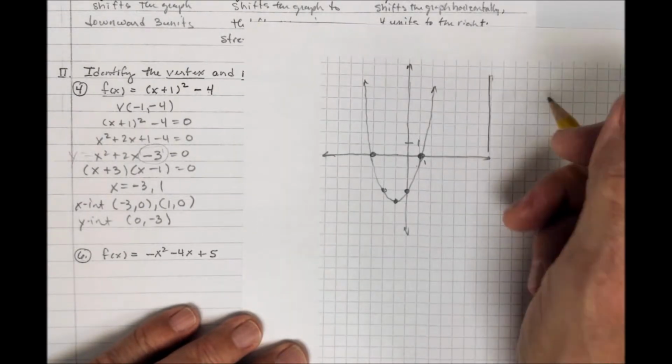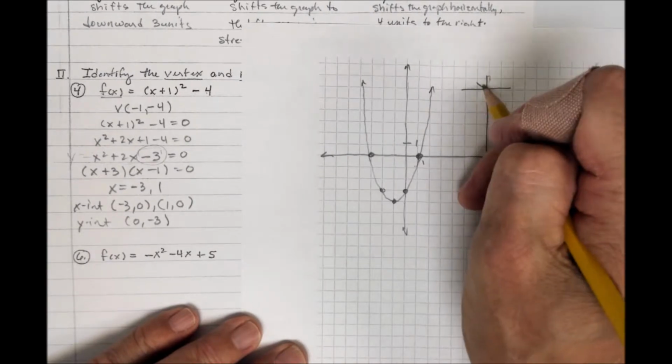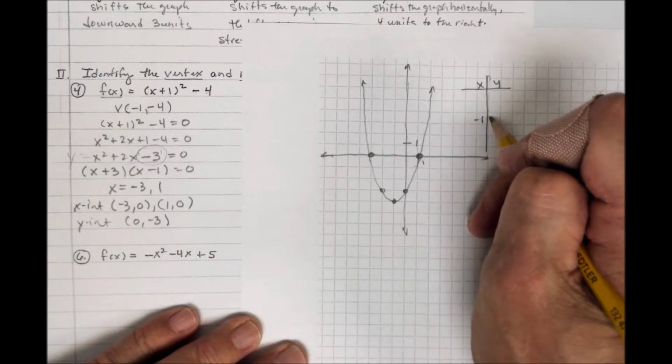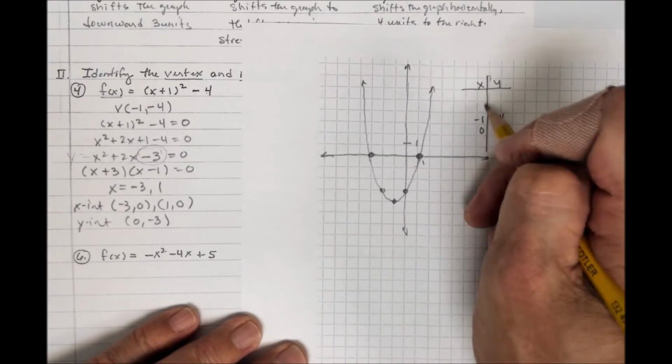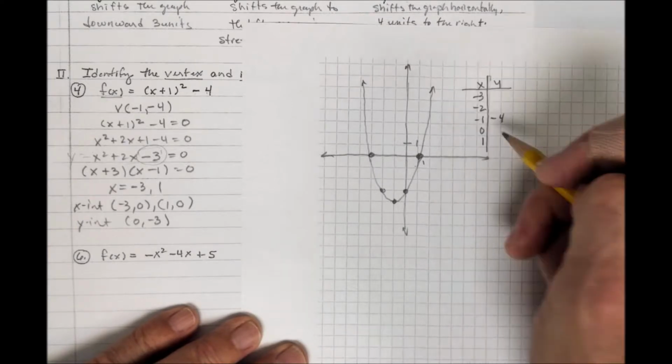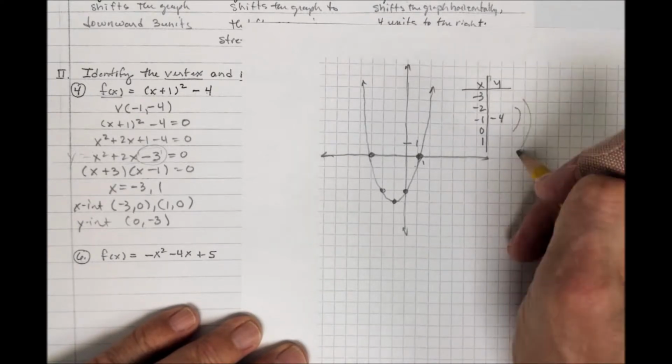Okay, now if all else fails, you make yourself a table. Can you see this? Yep, you can. x and y. Put the vertex in the middle. The vertex was (-1, -4). Go 1 to the right, go 1 to the left. Go 2 to the right, go 2 to the left. Then plug the numbers in. These should match and these should match.